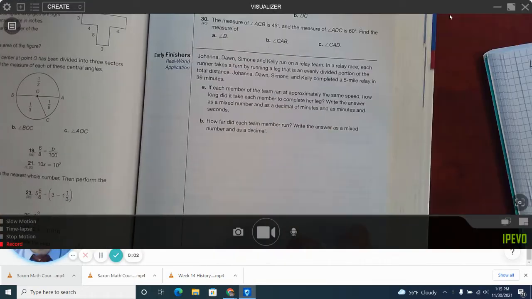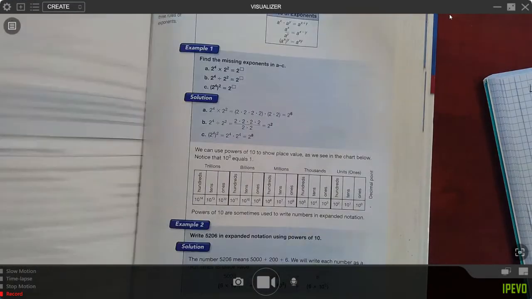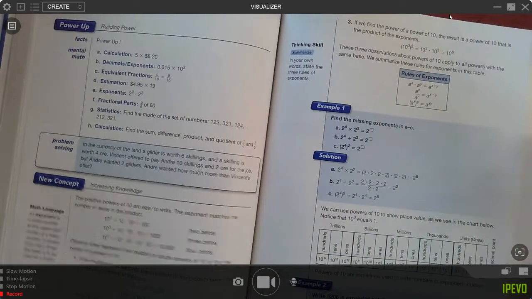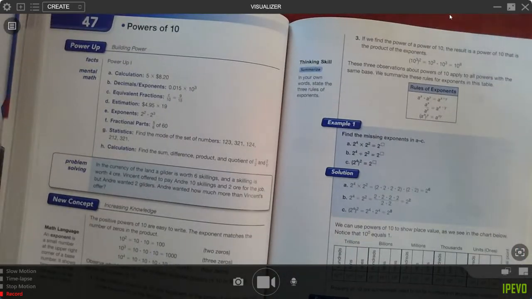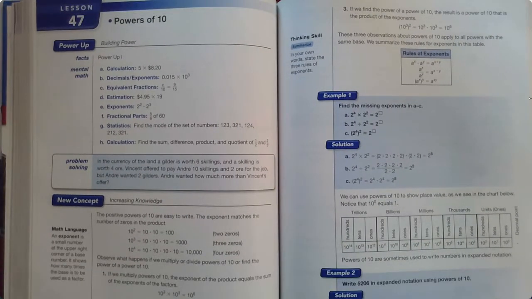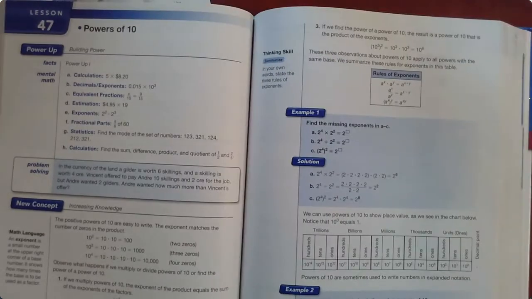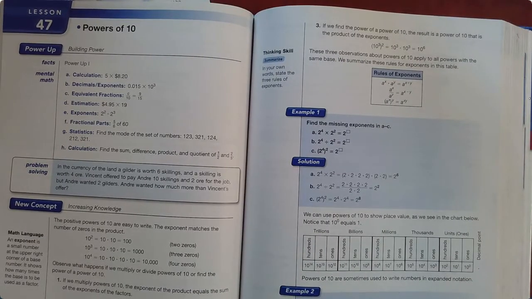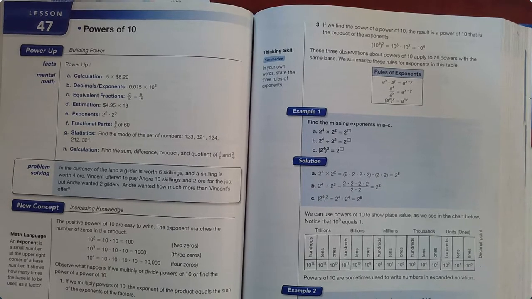Let's go ahead and jump into lesson 47, the last one for the week. Okay, powers of 10. Now this is actually pretty similar to what we've been doing in the beginning with our decimals and fractions. It's a lot of similar stuff, especially when we talk about expanded notation. We'll be using this as well. Now, powers of 10 is just multiplying things by 10, okay?